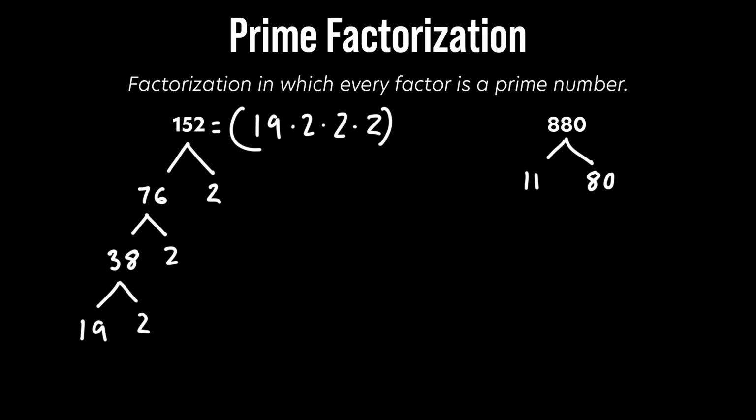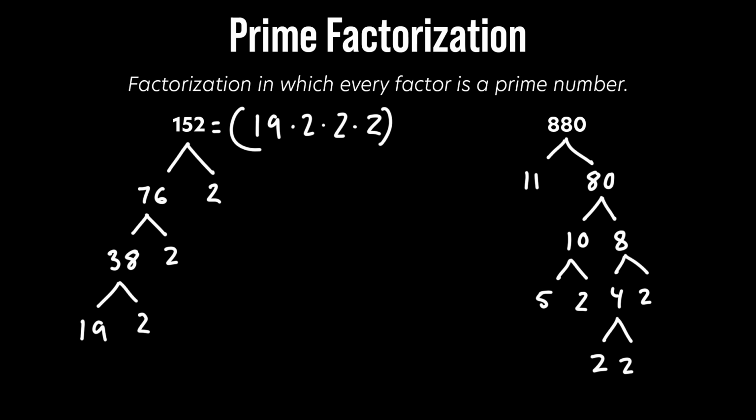11, we cannot factor 11 into anything. It's already a prime number. But we can factor 80 into 10 and 8. And then we can factor 10 into 5 and 2. 5 and 2 are both prime numbers, so we're done with that. We can factor 8 into 4 and 2, and then we can further factor 4 into 2 and 2.